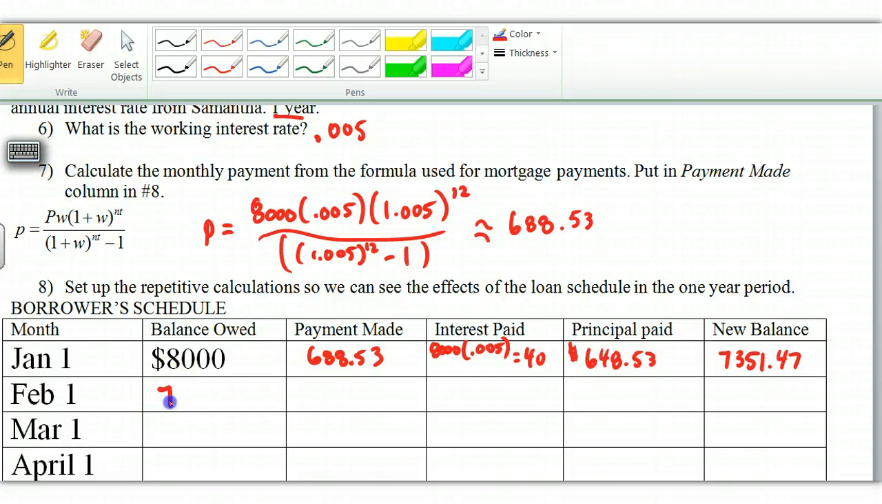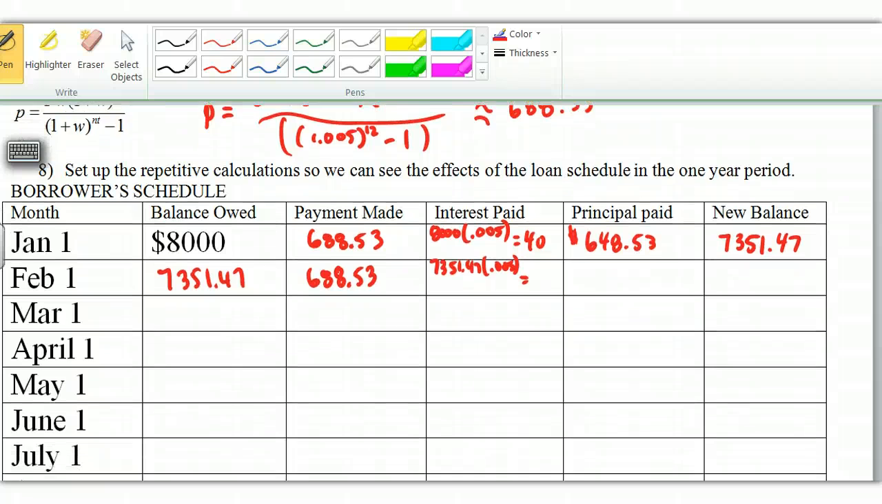So now I have a new balance, 7,351.47. Your payment made is going to be the same. And then your interest paid is going to be now 7,351.47 times 0.005, and you can figure out what that is. And then the principal is just going to be this amount minus your interest paid. That would be your principal, and then I can take the principal away from that and get this value here. So continue that on and then see what happens with this loan.